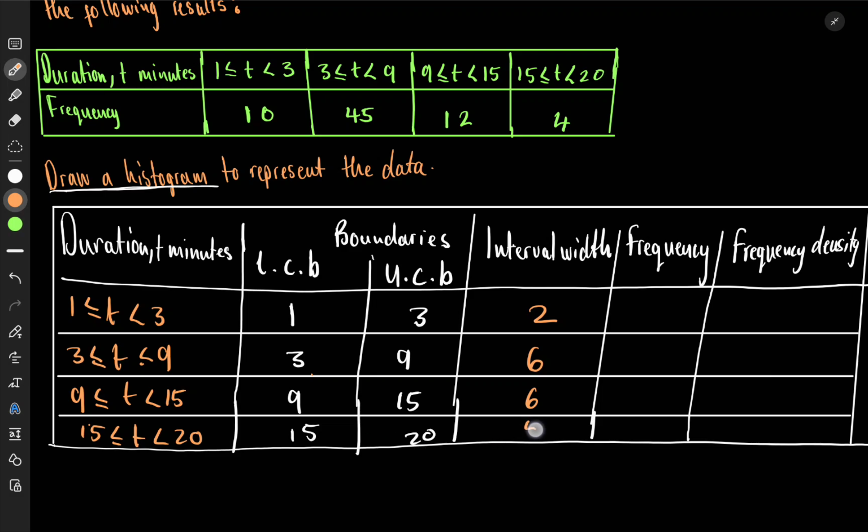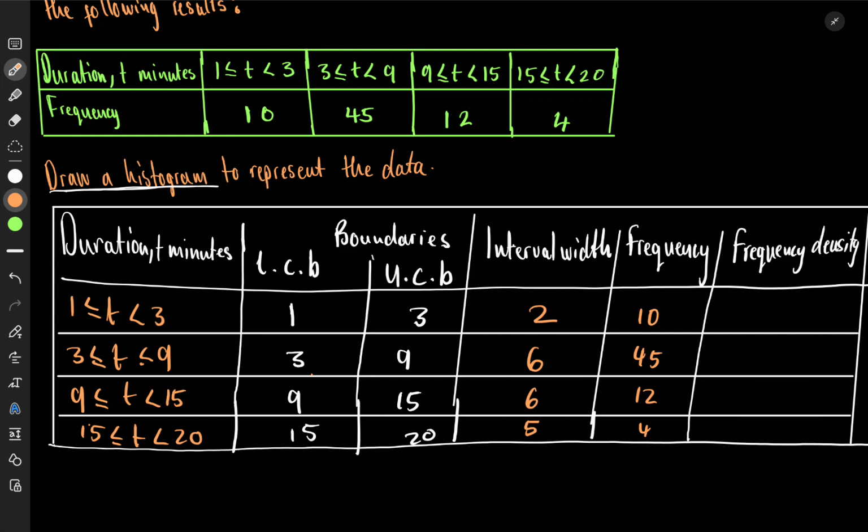And then 20 minus 15 should be 5. Okay, correct me if I'm wrong. Now, this is going to be what we have. And our frequencies, we know them: 10, 45, 12, and 4. Now we can easily calculate our frequency density because we have the data. So now what are we going to say?